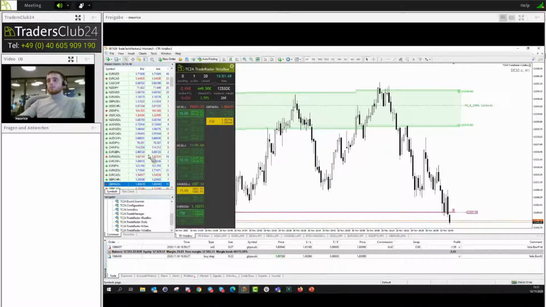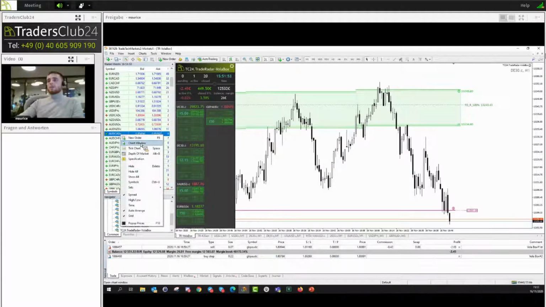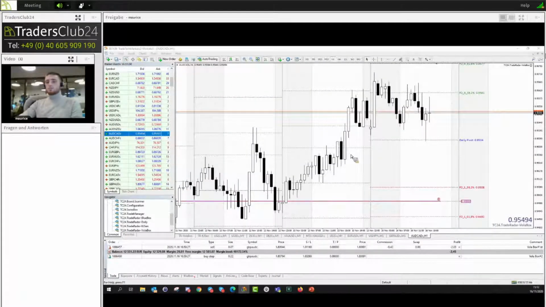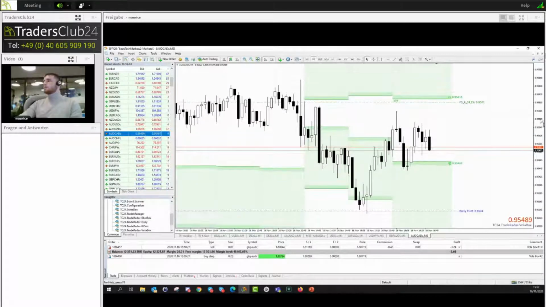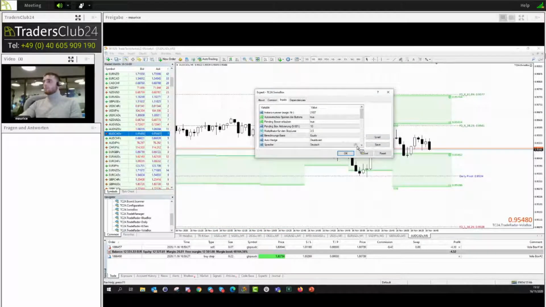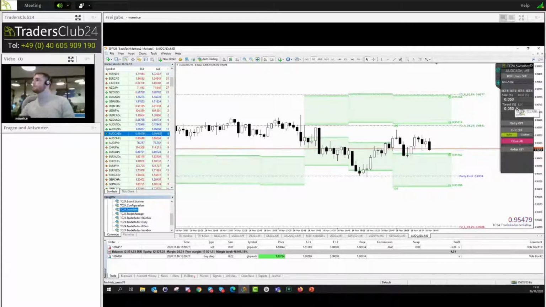What else? AUD CAD template, our volatility. Bring that down into the 5 minutes. Ooh, we can see we've got a bit of movement over here. Open up our SwissBox. Market's kind of dangling between the two boxes at the moment.